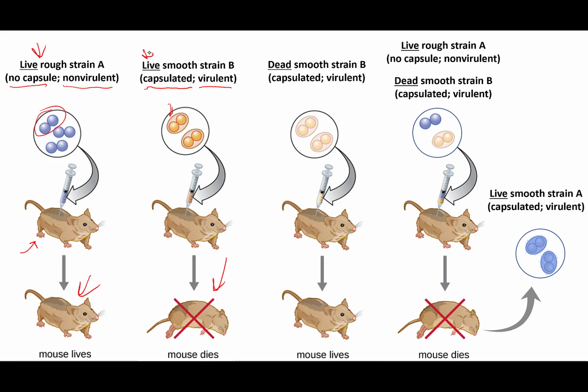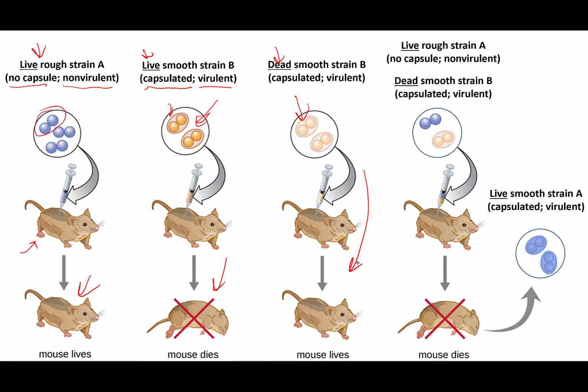What if we give the mouse a dead form of that virulent strain? That's this guy right here, but we're going to kill him first. By killing it, that bacteria is unable to replicate. It's unable to increase in numbers and cause disease. So therefore, the mouse will live.